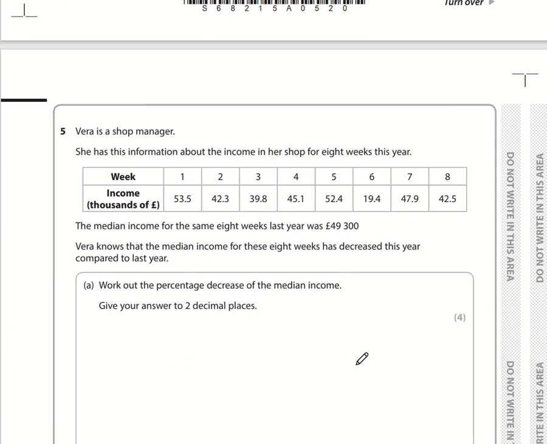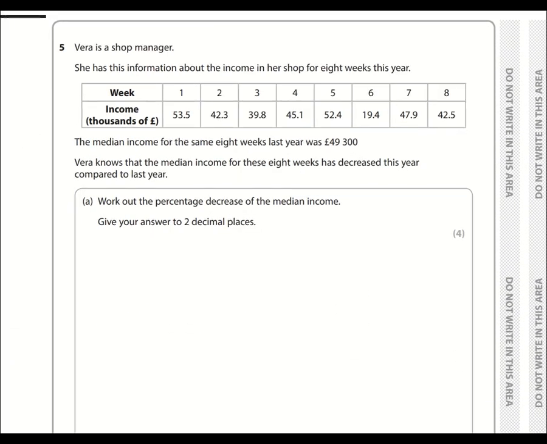Let's take a look at question number 5. So Vera is a shop manager. She's got this information about the income in her shop for 8 weeks this year. Now last year for the same 8 weeks, the median was 49,300, and we want to work out the percentage decrease in the median from last year to this year.